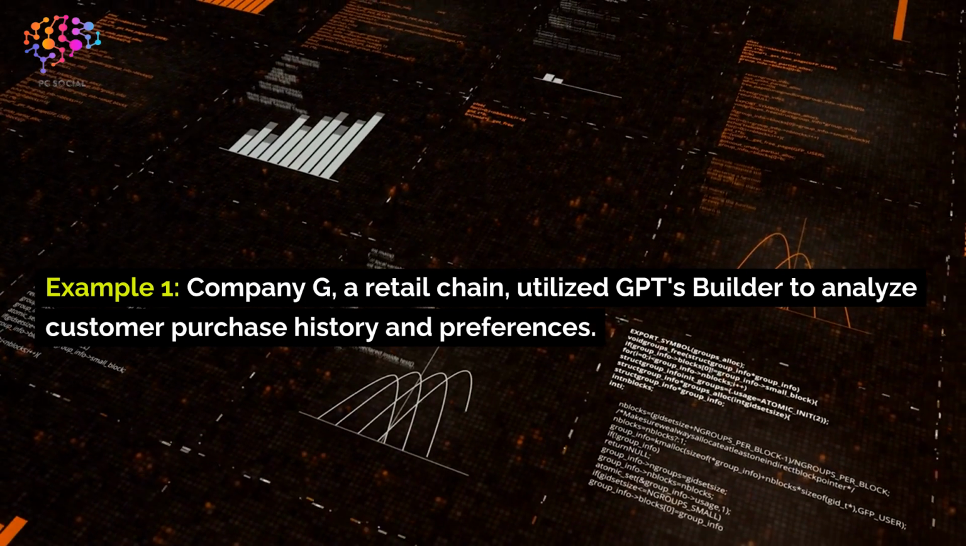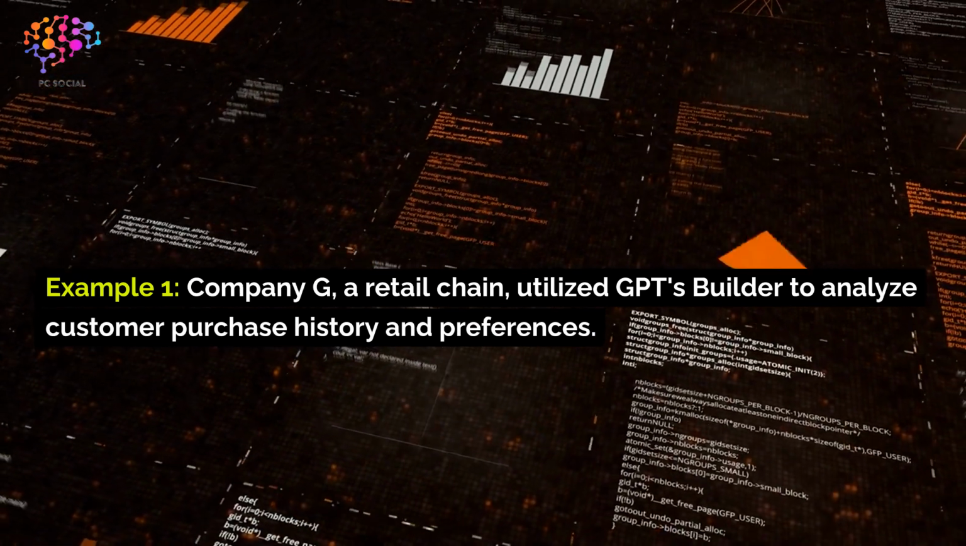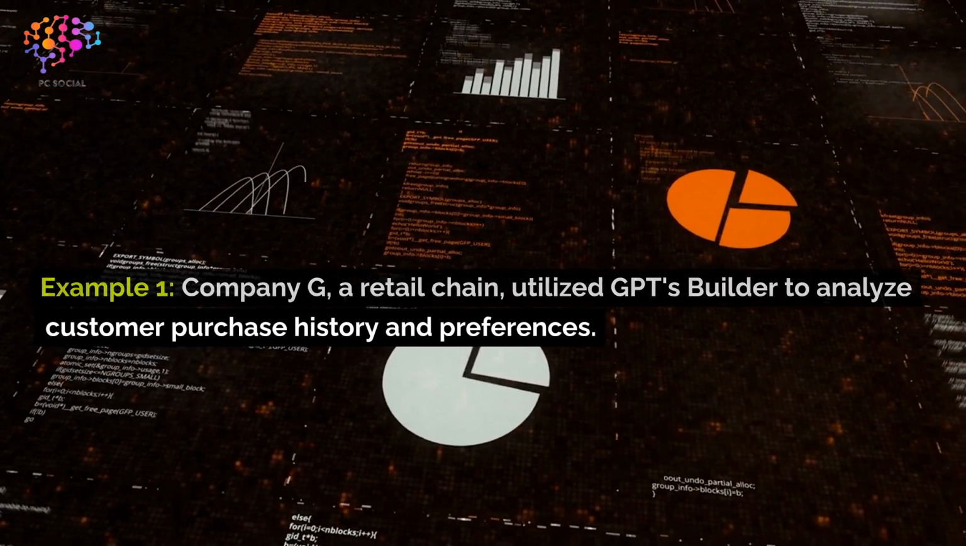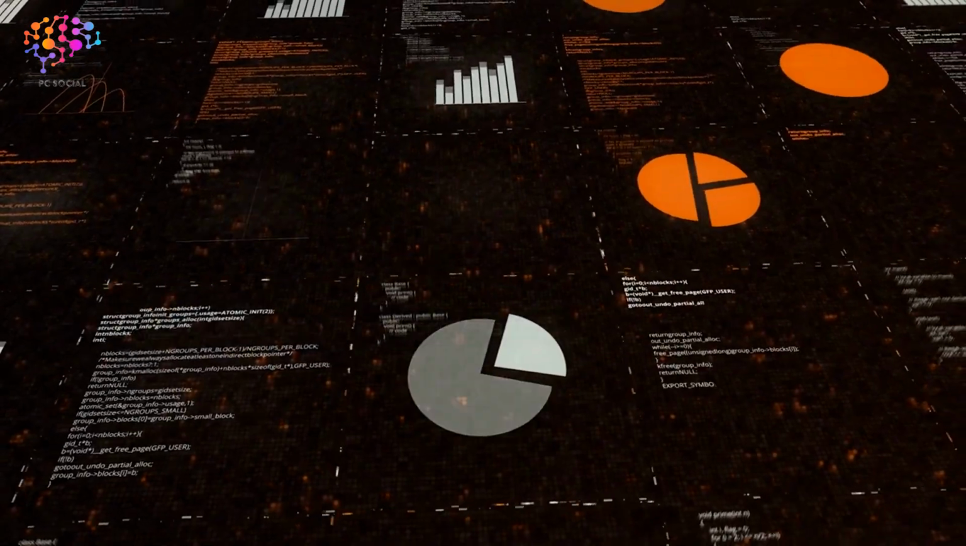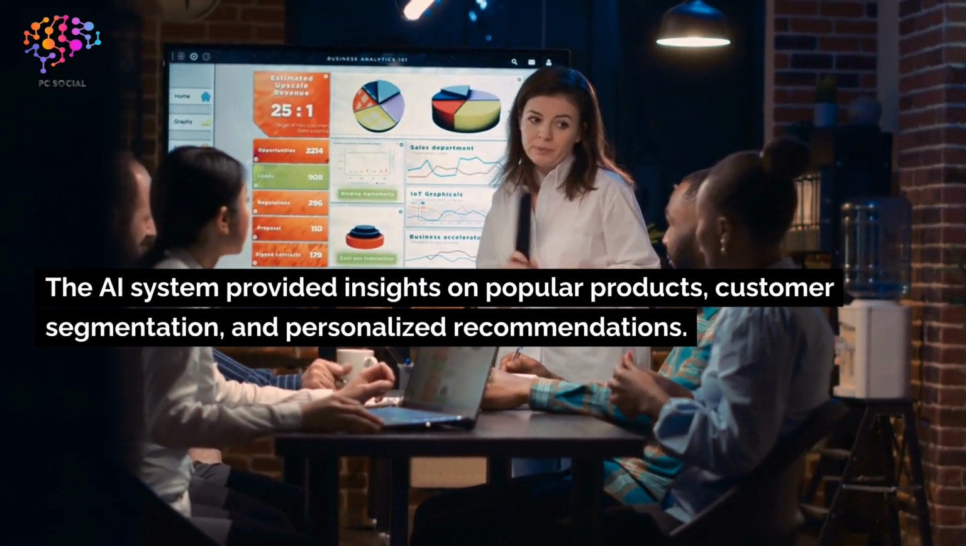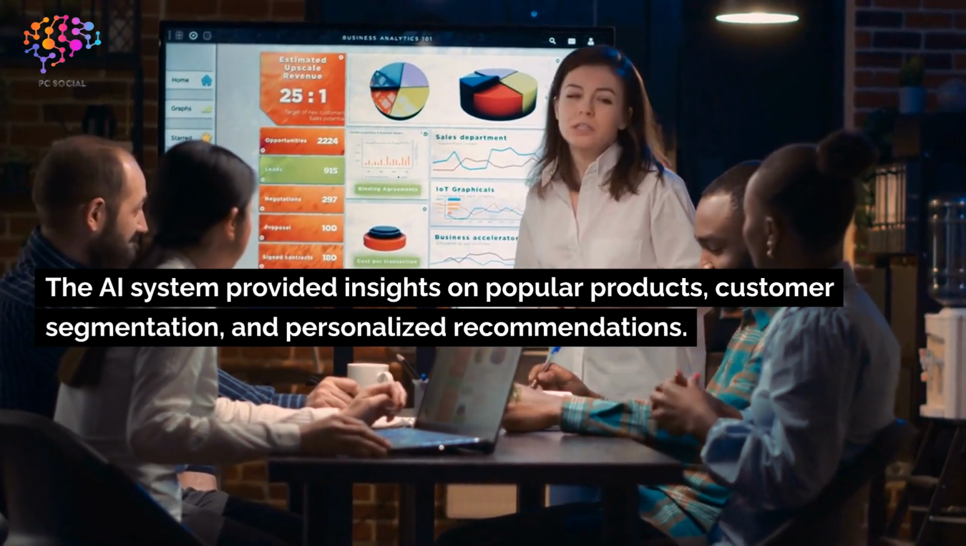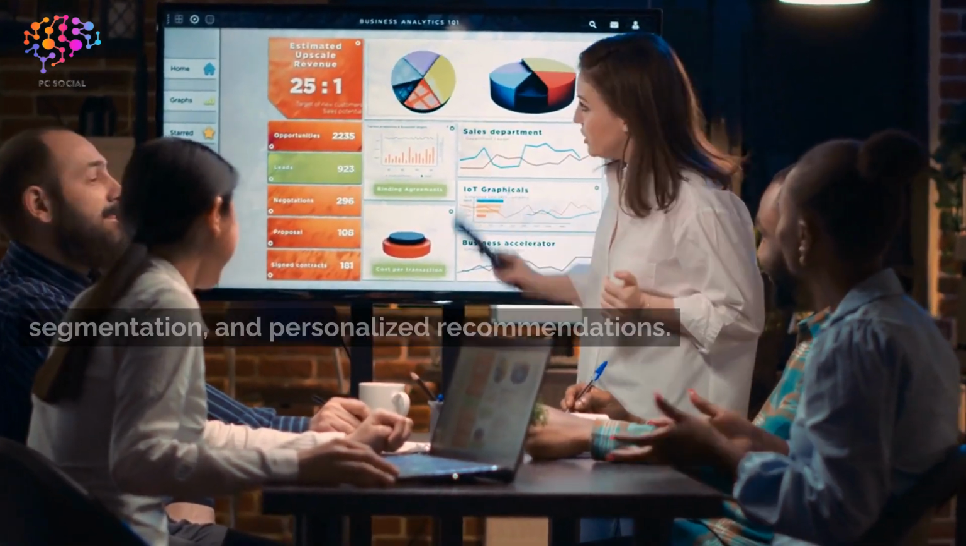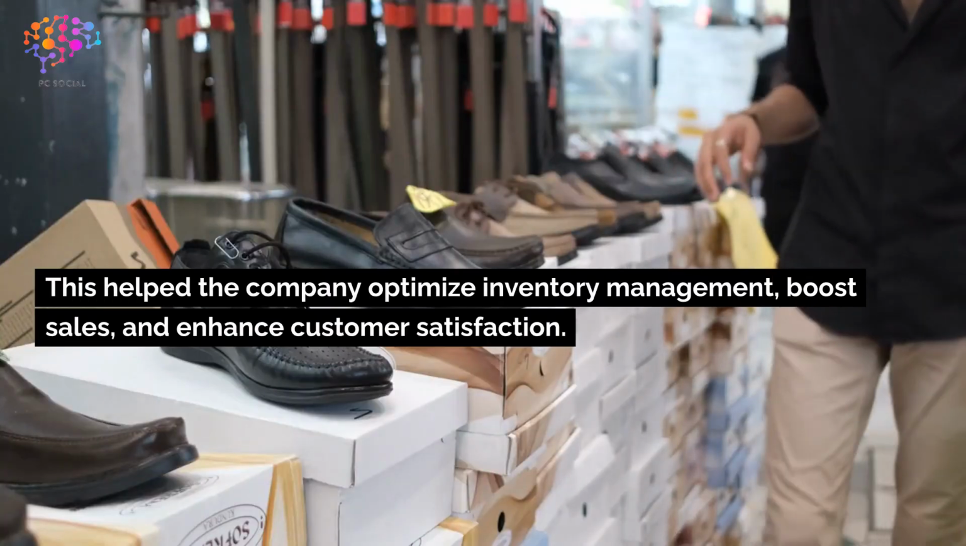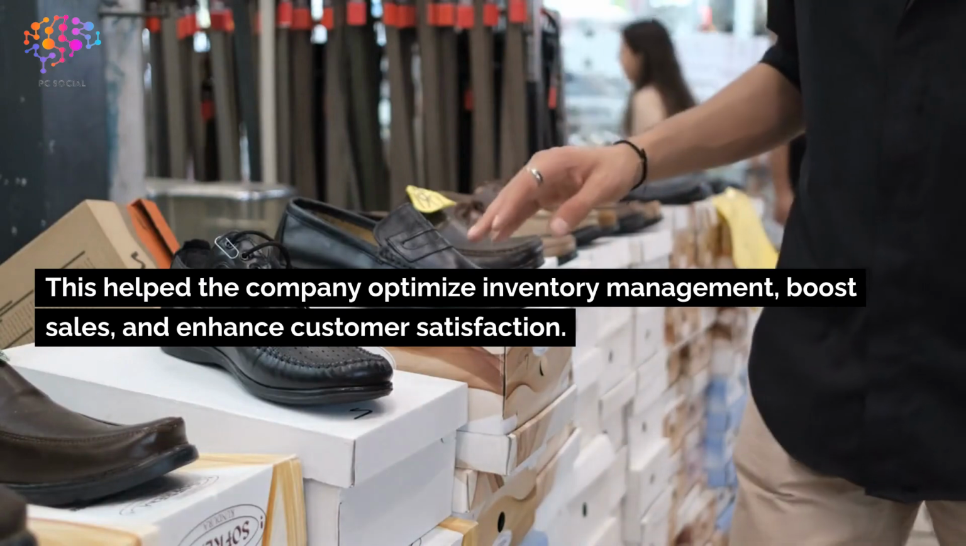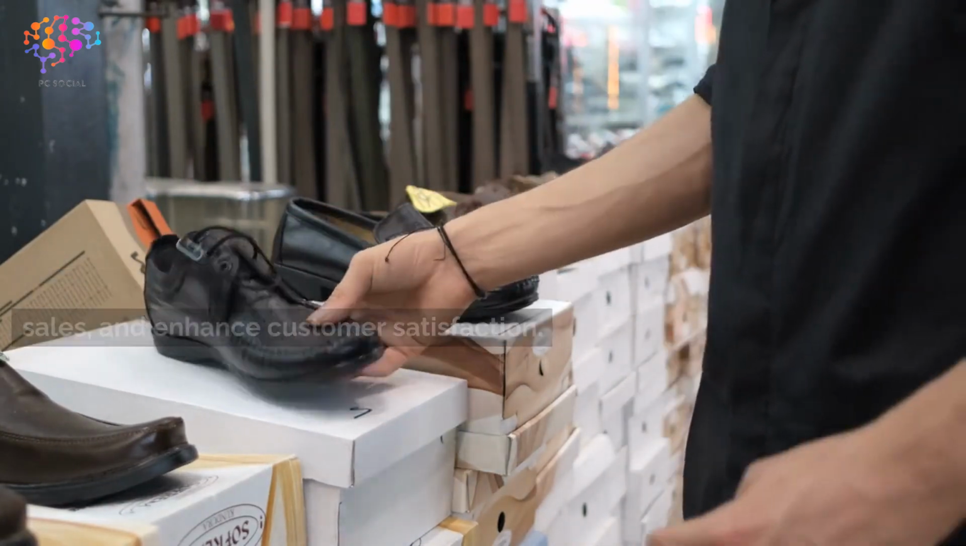Example 1. Company G, a retail chain, utilized GPT's Builder to analyze customer purchase history and preferences. The AI system provided insights on popular products, customer segmentation, and personalized recommendations. This helped the company optimize inventory management, boost sales, and enhance customer satisfaction.